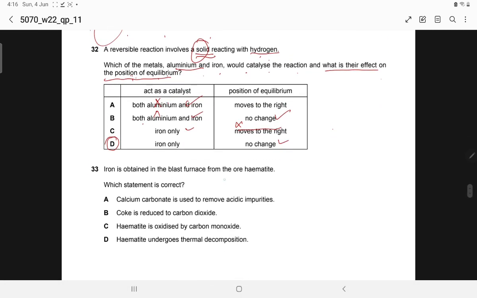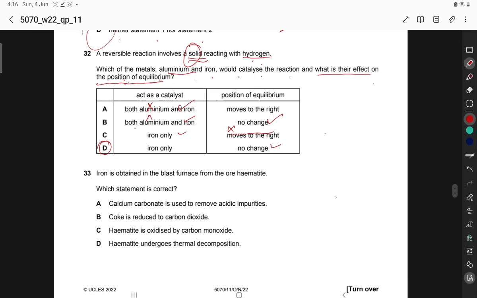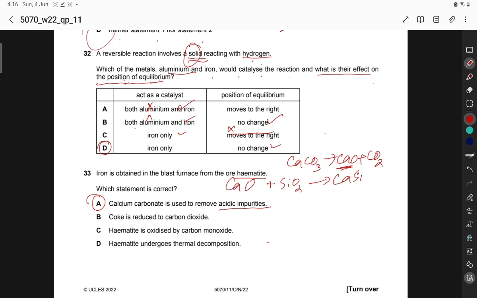Iron is obtained in the blast furnace from the ore hematite. Which statement is correct? Calcium carbonate is used to remove acidic impurities. Yes, it is correct. Calcium carbonate first decomposes to form calcium oxide plus carbon dioxide. This calcium oxide then reacts with the acidic impurities to form calcium silicate. So this option is correct.